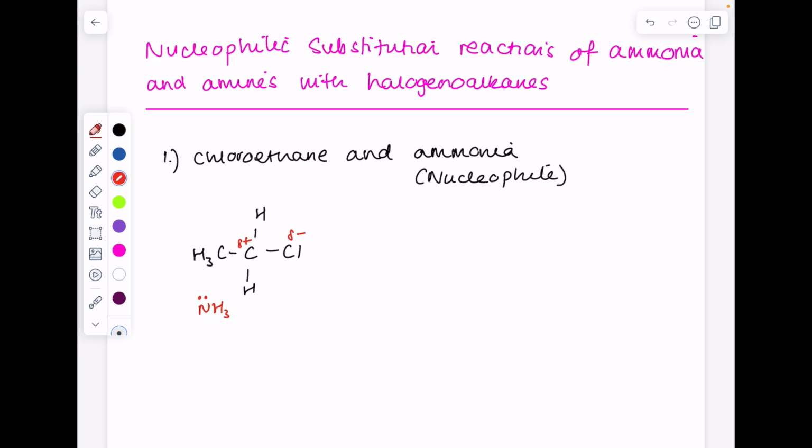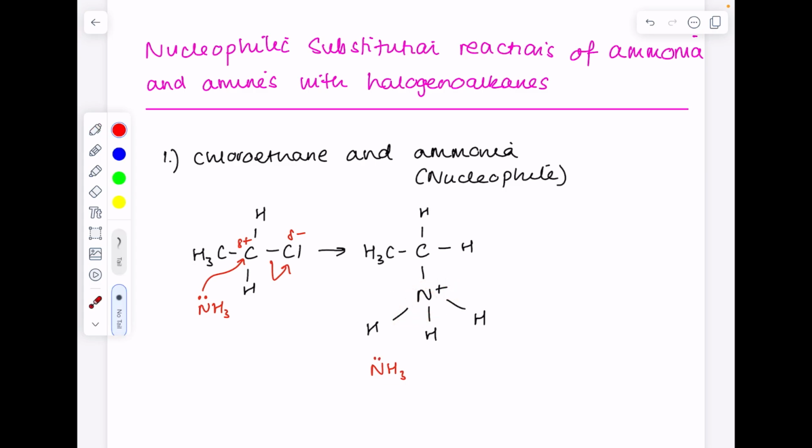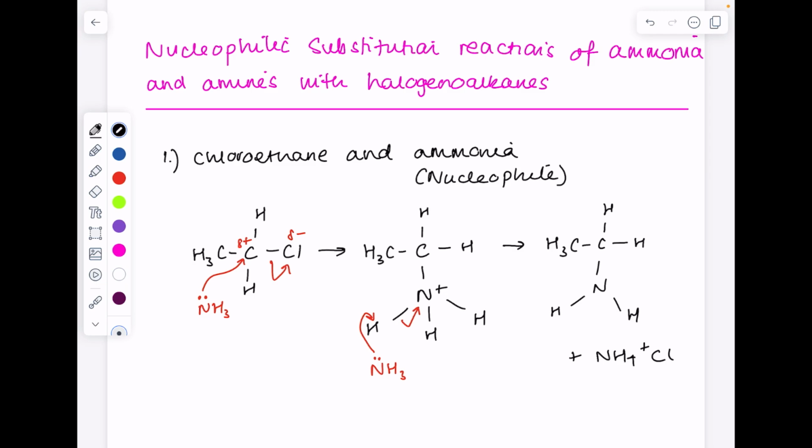Our lone pair on our nitrogen attacks the slightly positive carbon, causing the breakage of this bond. Then we have a second ammonia molecule acting as a base because we need to deprotonate here to remove that positive charge, leaving us with this salt.